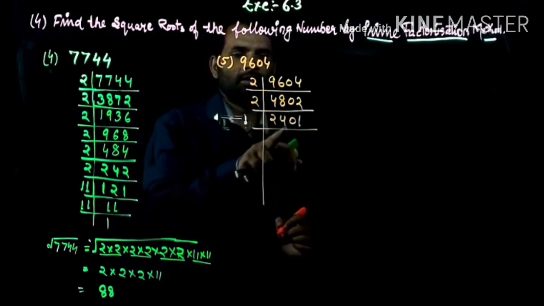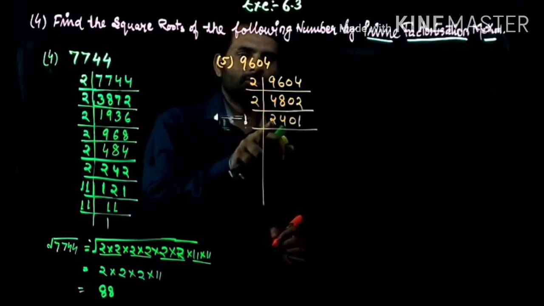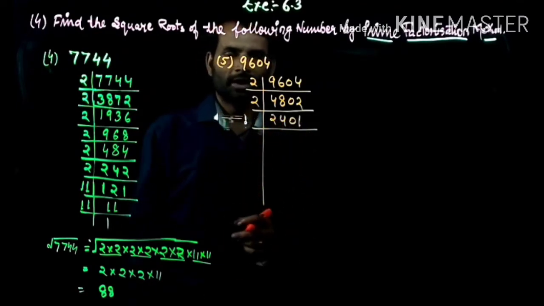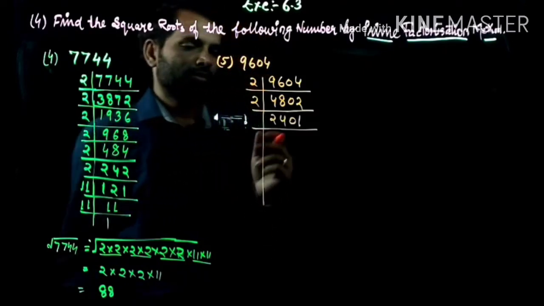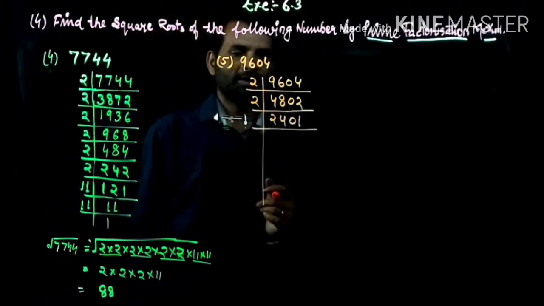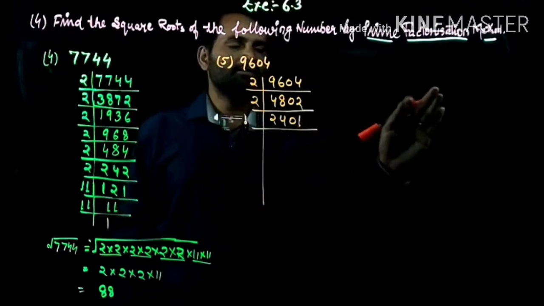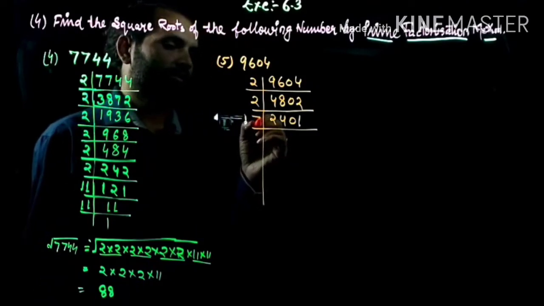Okay, and here the second prime number is 3, but the sum of all the digits 2, 4 and 1 is 7. Okay, and 7 is not divided by 3. So the next number is 5. 5 is a prime number. Next, the last digit is 1, so it will not be divided by 5. Next number is 7. So that is a 7.